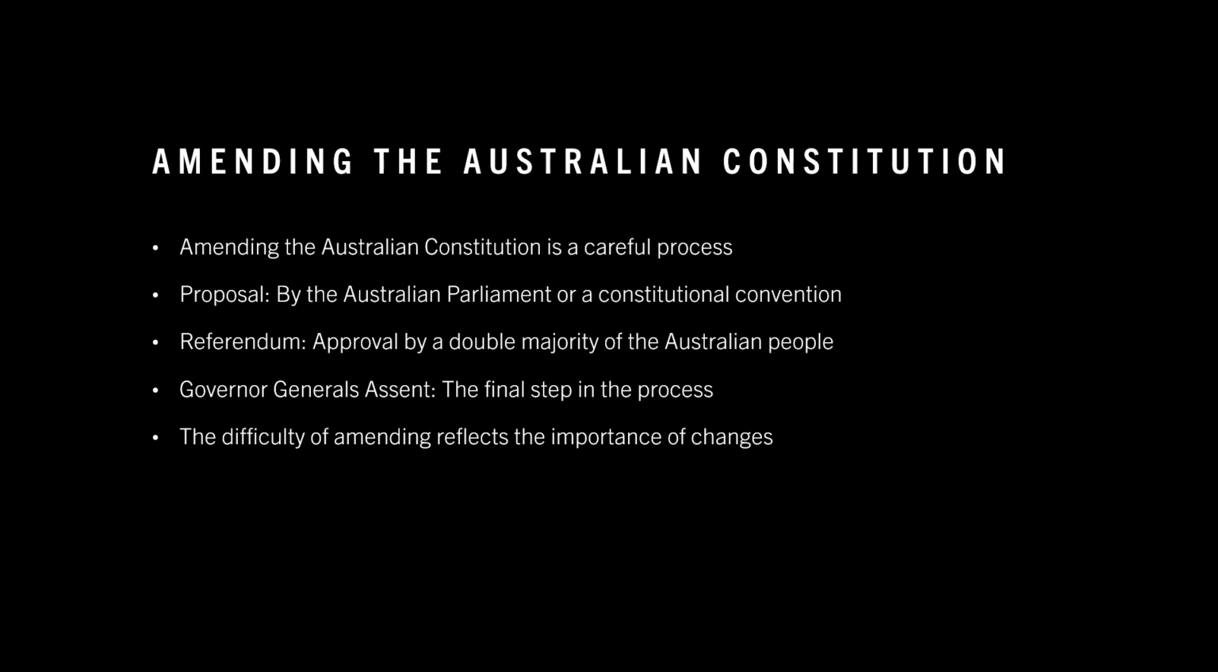Referendum. Once a proposal is made, it must be approved by the Australian people through a national referendum. For an amendment to pass, it requires a double majority, a majority of votes nationally and a majority of votes in most states, at least 4 out of 6. Governor-General's assent. If a proposed amendment passes the referendum, it then requires the formal assent of the Governor-General. Amending the Constitution is intentionally challenging to ensure that it reflects the broad consensus of the Australian people. Since its adoption in 1901, the Constitution has been amended only a relatively small number of times, highlighting the significance of any change.